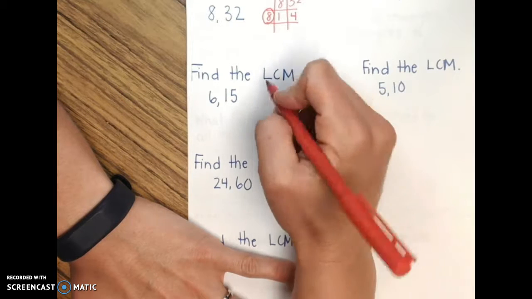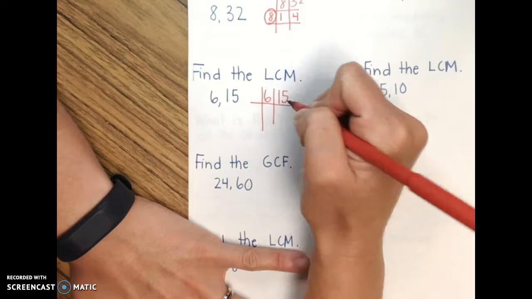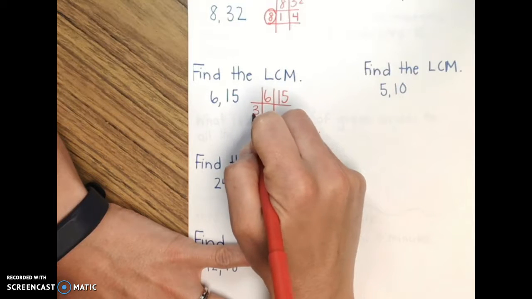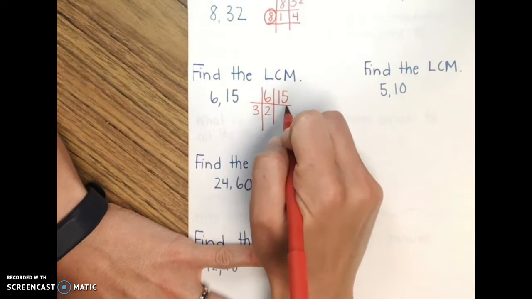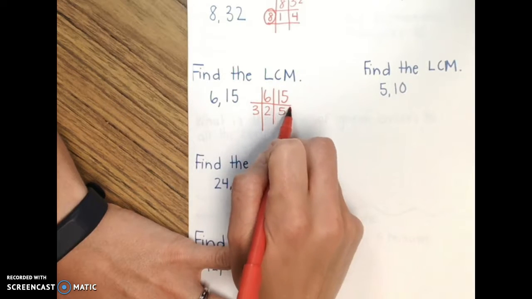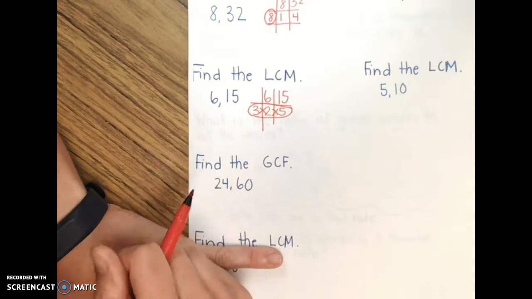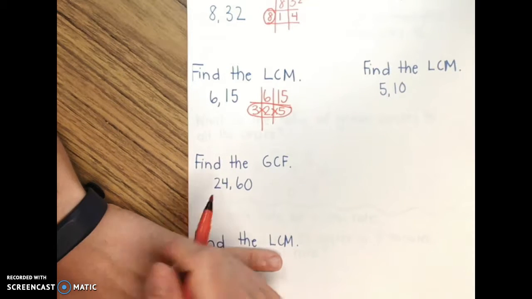To find the LCM of 6 and 15, we're going to set it up very similarly. We're going to do the exact same thing. 3 can go into 6 twice, and 3 can go into 15 5 times. Nothing else can go in that 2 and that 5, so we're going to multiply all 3 of those numbers together because we're finding the LCM. 3 times 2 is 6. 6 times 5 is 30.